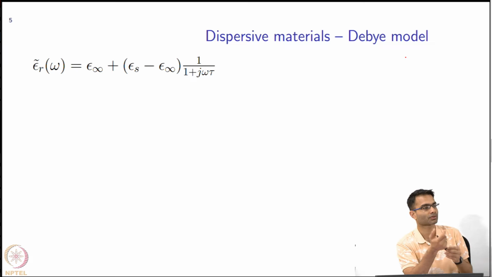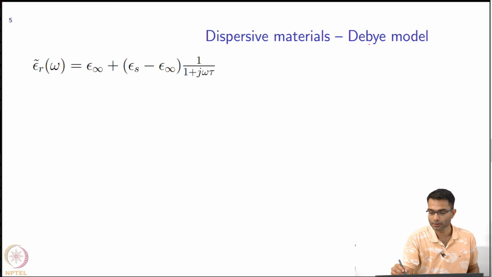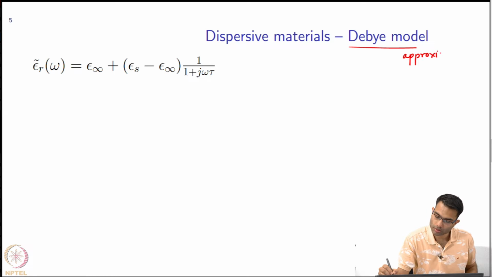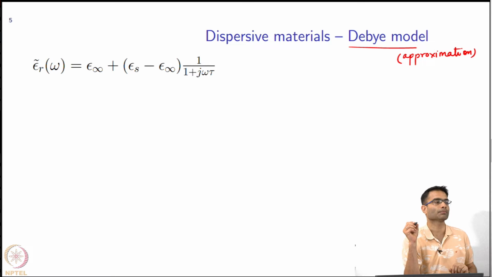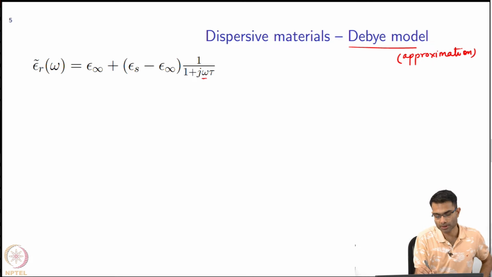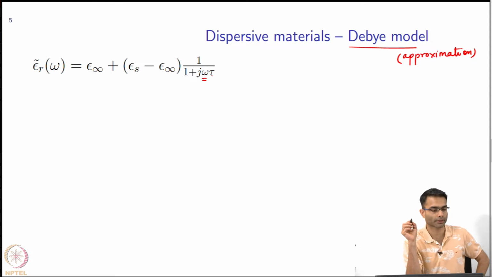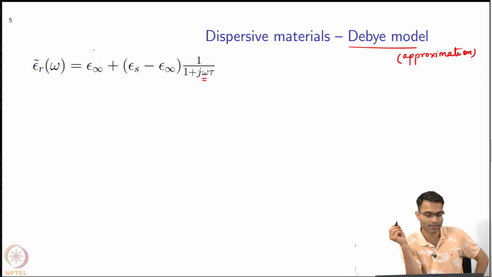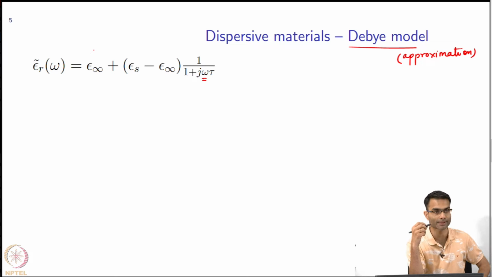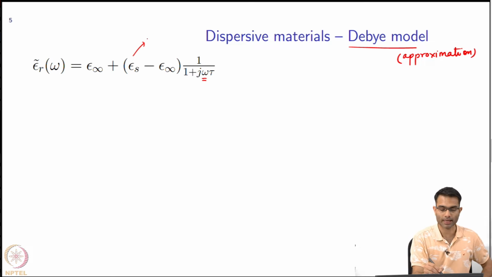We will deal with what is called the Debye model. This Debye model is an approximation, but it is something which is reasonable. Look at the various features of it. What is the frequency term that is appearing here in the denominator? At 0 frequency, what is the term that survives in this expression? Epsilon s. You can call this the static value.